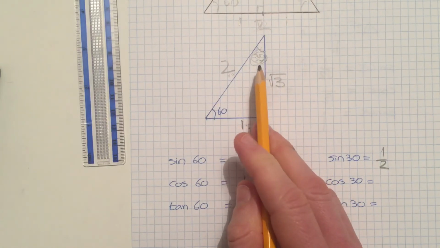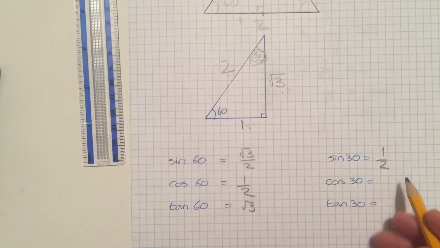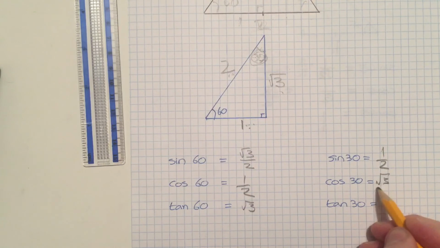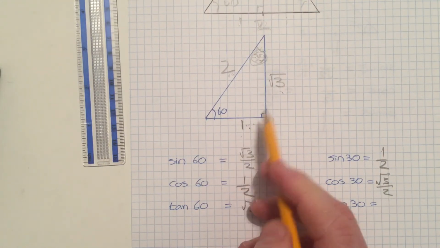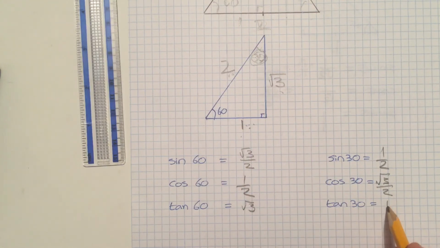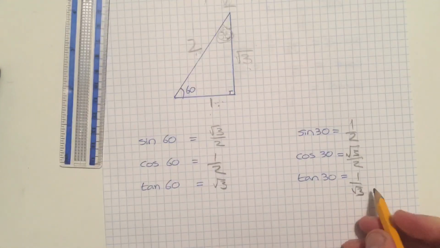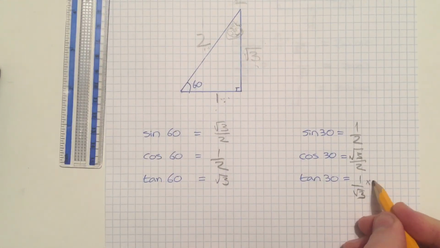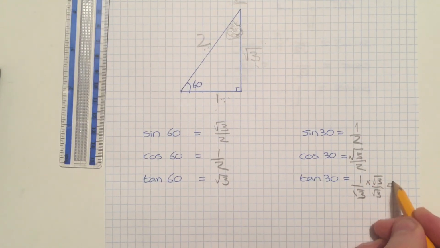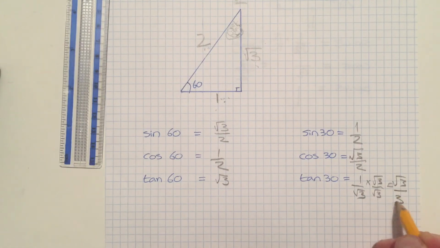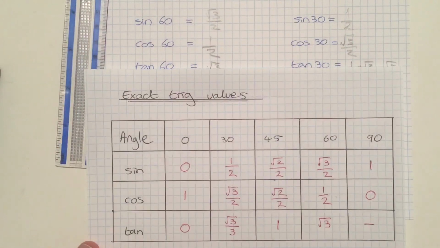Cos 30 is the adjacent divided by the hypotenuse. And tan 30 is the opposite divided by the adjacent. And if we rationalise that, if we times top and bottom by root 3, we get 1 times root 3 is root 3, and root 3 times root 3 is 3. And there we go. These are the other two columns.